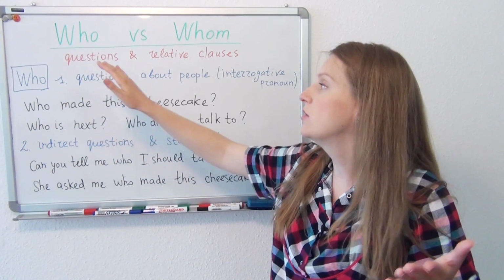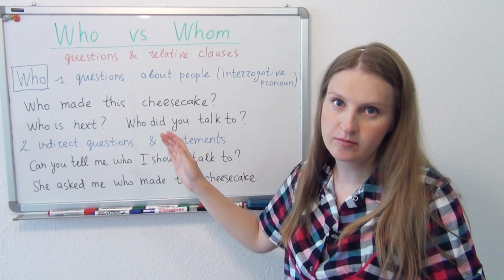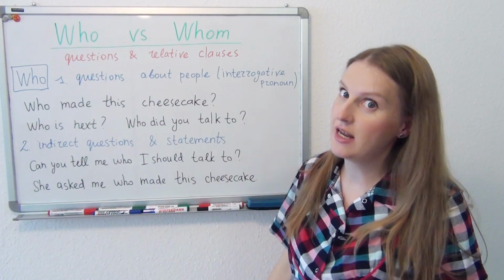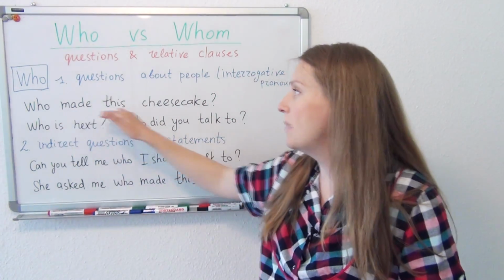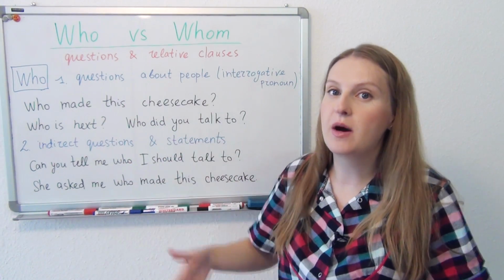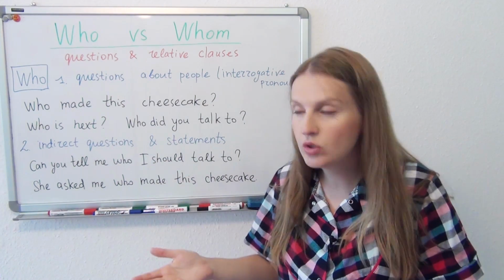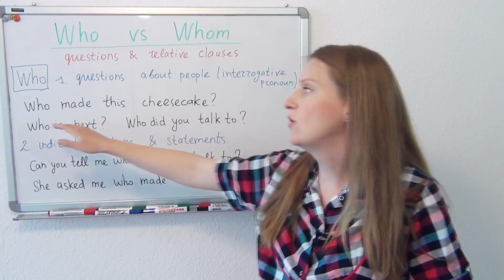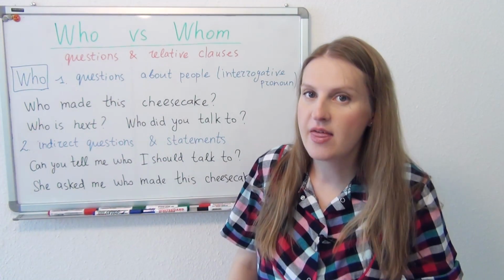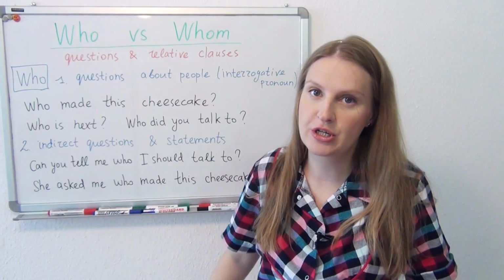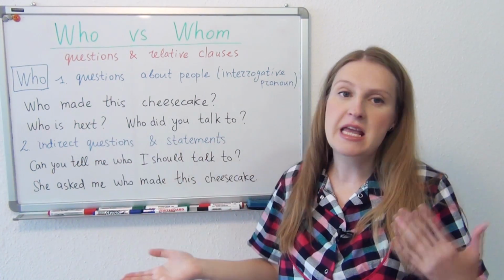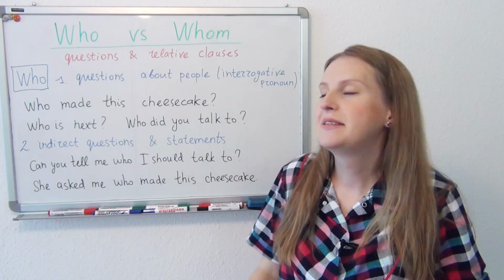Who is used to ask questions about people. So it is used as an interrogative pronoun. Examples. Who made this cheesecake? So I ask a question about a person. Who made this cheesecake? Notice that who in this sentence is the subject. And that's why we don't need inversion. We do not say who did make or something like that.